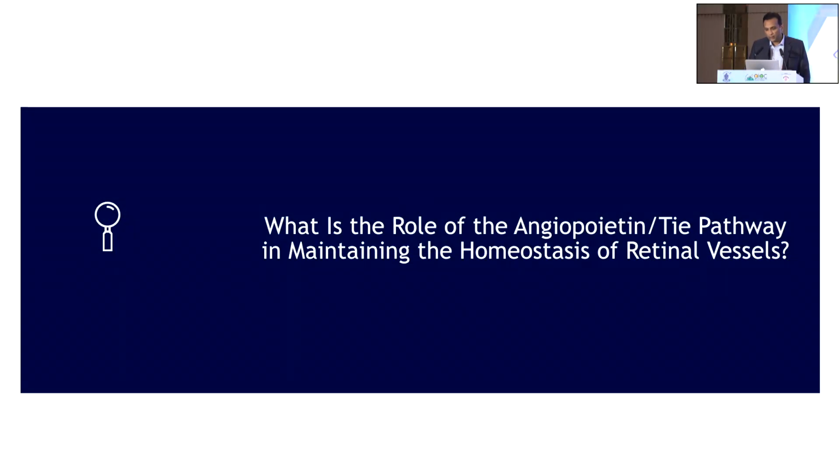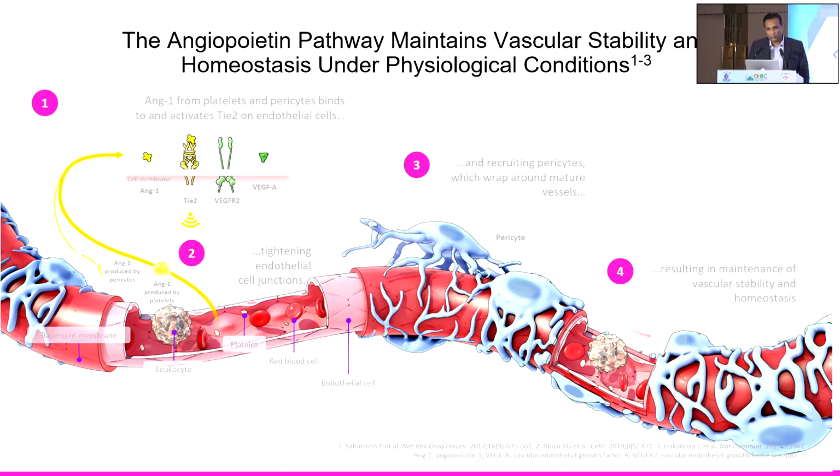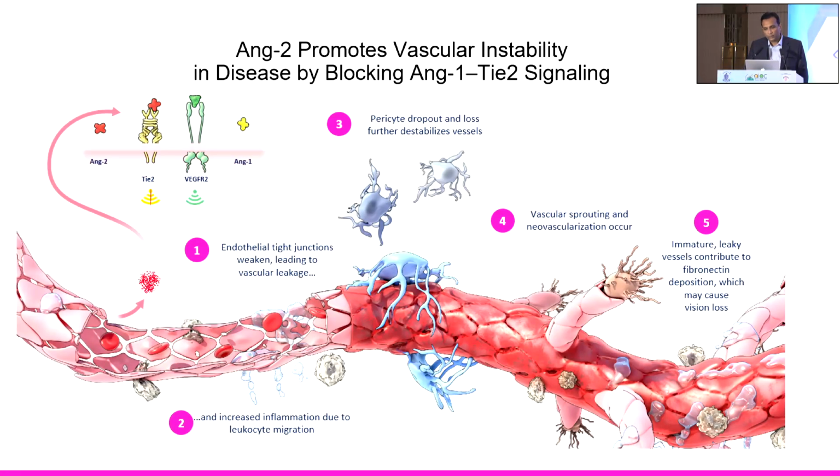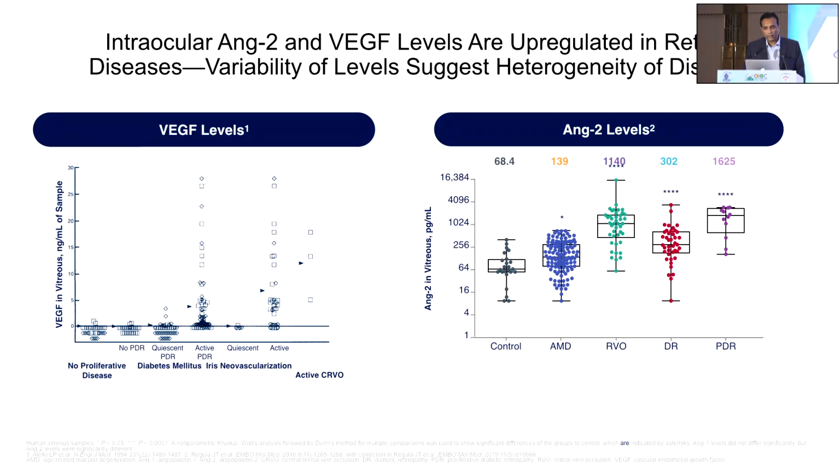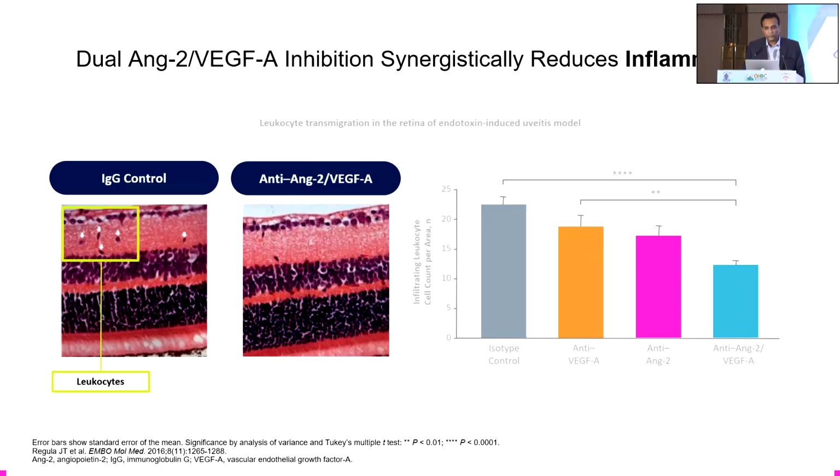And that is where this whole saga and the story of Ang1 and Ang2 comes in. We have ample evidence now that the angiopoietin pathway maintains vascular stability and homeostasis under physiological conditions. And Ang2, as Dr. Bhuvan said, is the bad Ang, and it promotes vascular instability by blocking Ang1 and Tie2 signaling pathway. Both Ang2 and VEGF levels are upregulated, although in a different magnitude in different diseases. As you can see in the graph, it's maximum in RVO and it's quite increased in AMD and diabetic retinopathy.